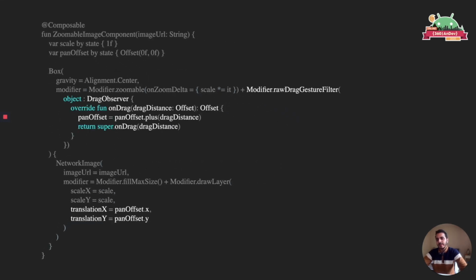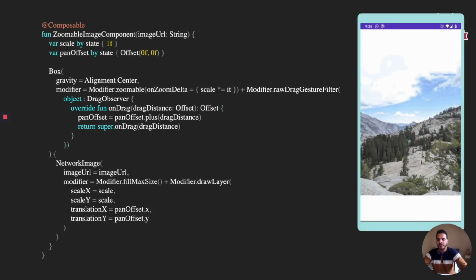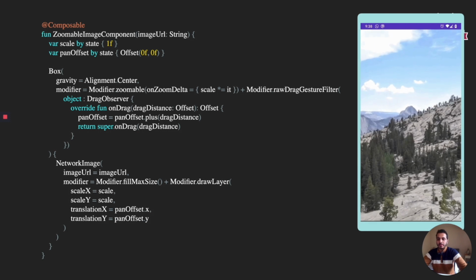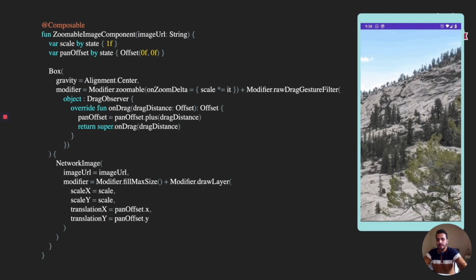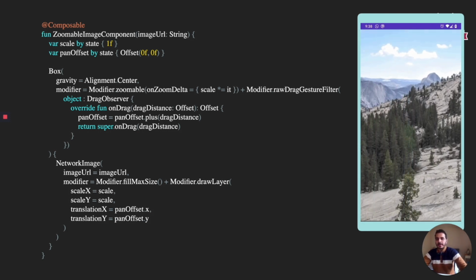The next thing that we're going after is actually panning. So we want to drag through that image. And what we can do is, again, as you would have guessed, use a modifier. In this case, the raw drag gesture filter. We don't need to go into that logic, but as you can see, this is all the code that I need to come up with this functionality where I can zoom through that image and also pan through that image. Imagine doing this in classic Android and how much effort it would take.